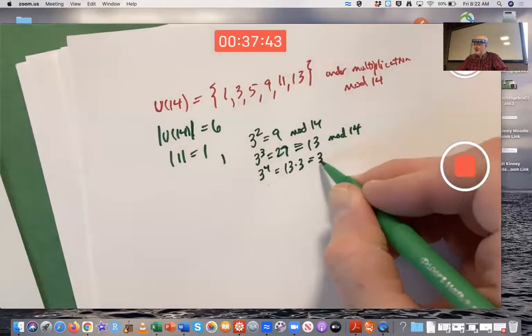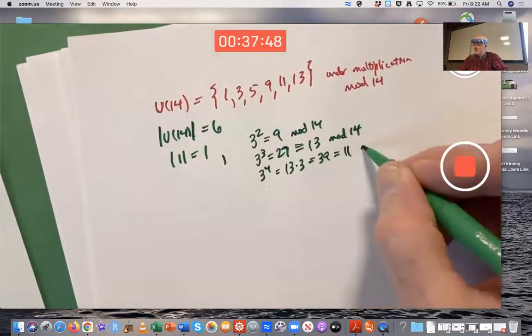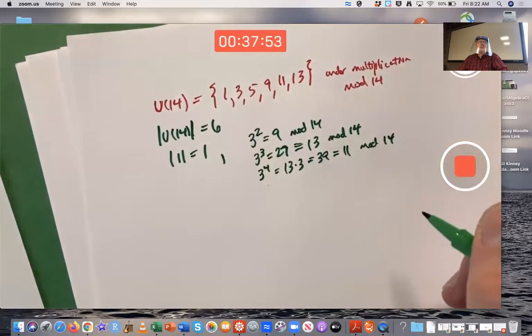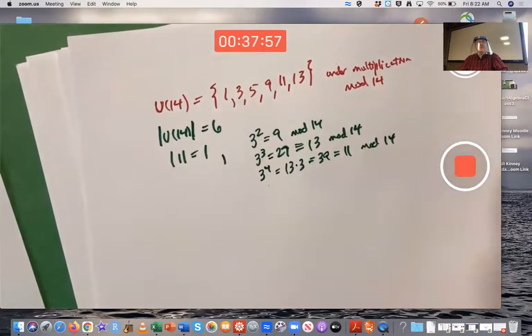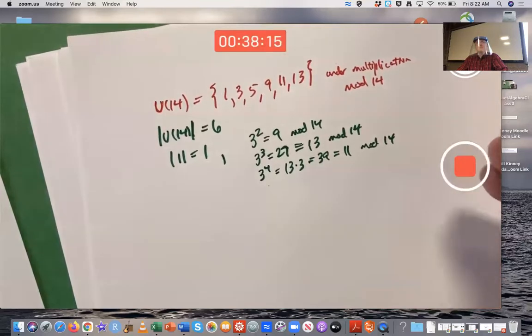13 times 3 is 39. Mod 14 is 11. I mean, you can even be so sloppy as to not bother putting the mod 14 at the end of every line, at least. You should maybe remark at least one spot that you're modding by 14. And if we divided 81 by 14, let's see, 14, 28, 42, 56, 70. Yeah, 14 goes into 81 5 times, and the remainder would be 11 if you were dividing 81 by 14.